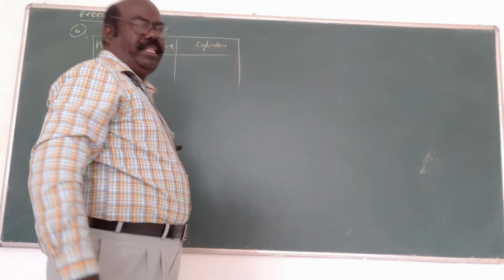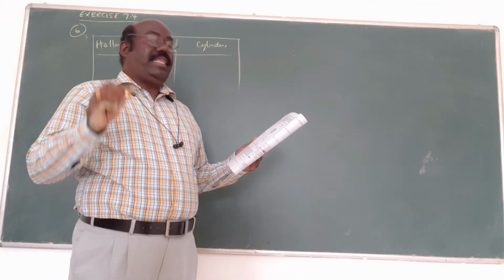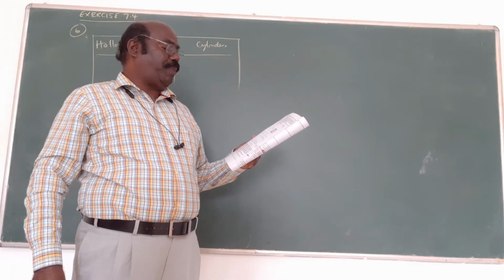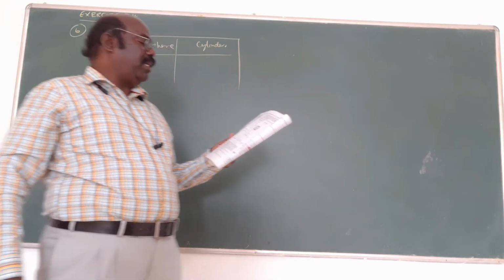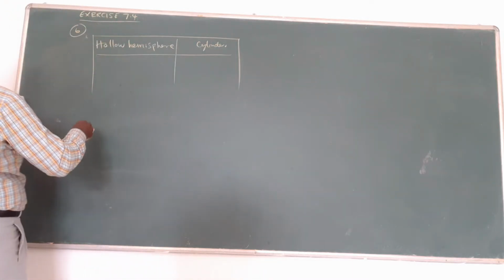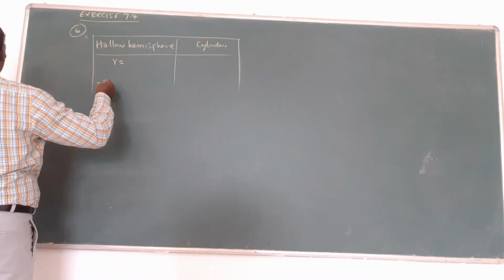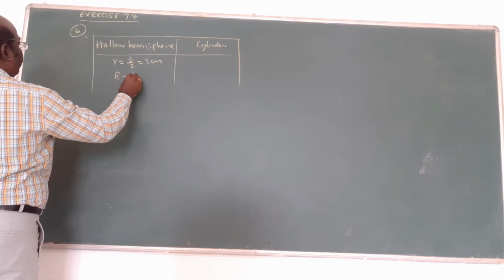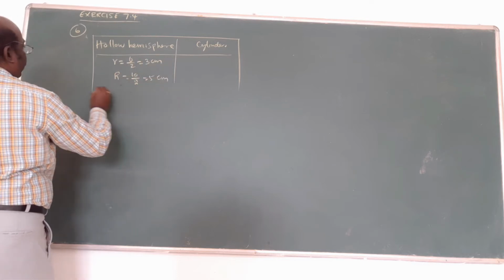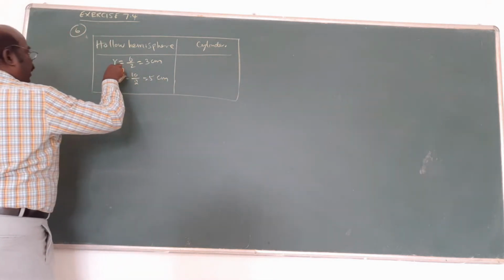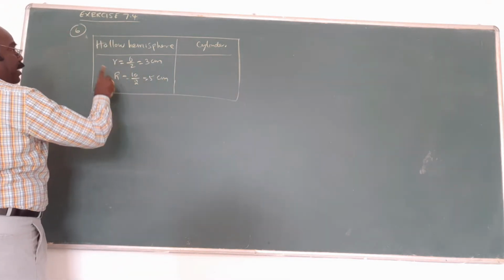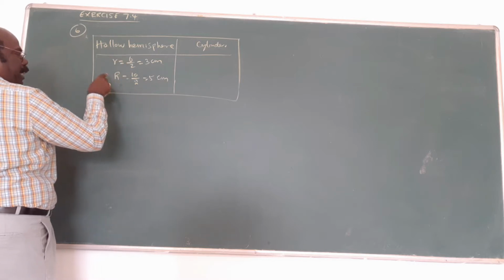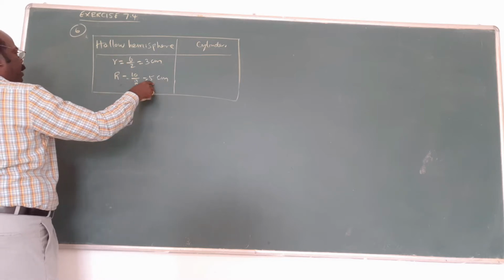Now this is the sixth question. Read the question. The internal and external diameters of a hollow sphere are 6 cm and 10 cm. What is given? Internal is small r. Diameter 6 divided by 2 is 3 cm. External is capital R, 10 divided by 2, which is 5 cm. Diameter is divided by 2 to get the radius.